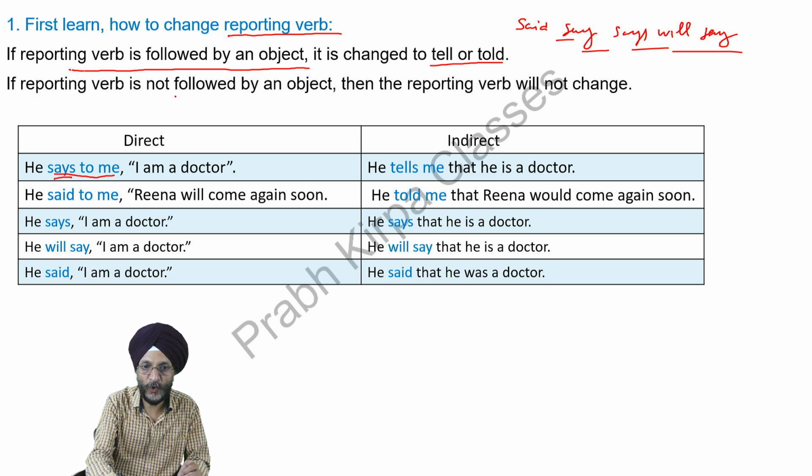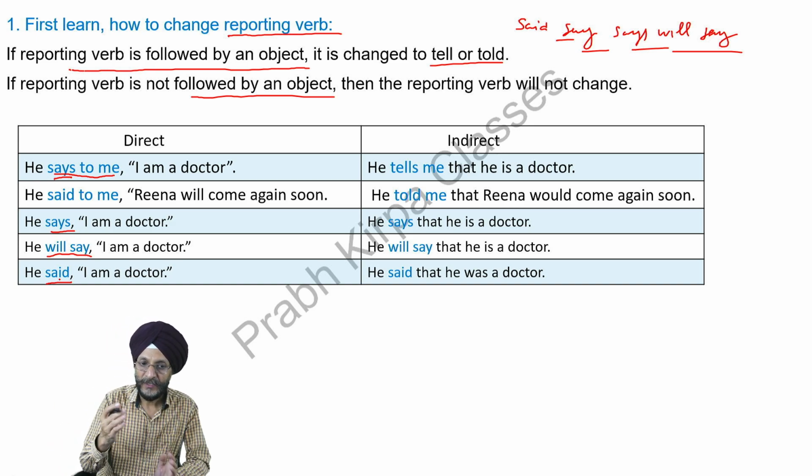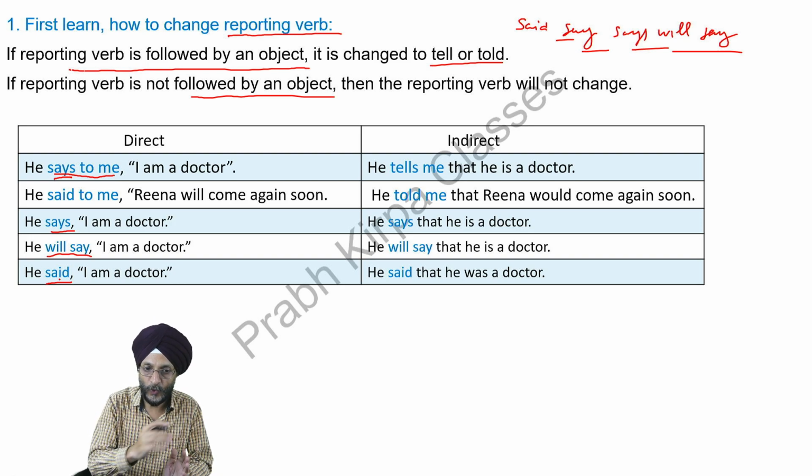If the reporting verb is not followed by an object, here you will see that the reporting verb is not followed by an object. It is not followed by me, he said to him, he said to her, him, me, you. These words are not there in these three sentences. So you will not change while converting the same into indirect speech. They will remain as it is. However, when there is an object, then these are changed: says to me becomes tells me. Said to me becomes told me.